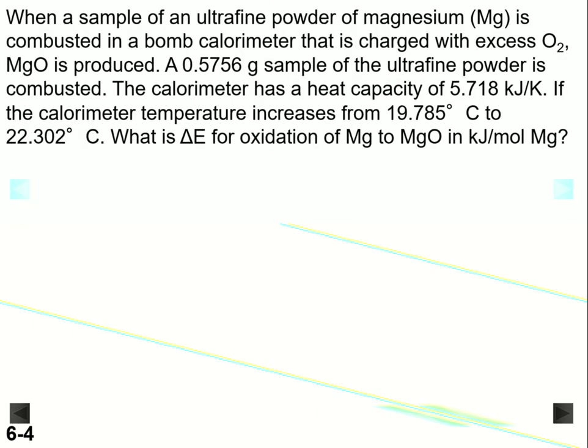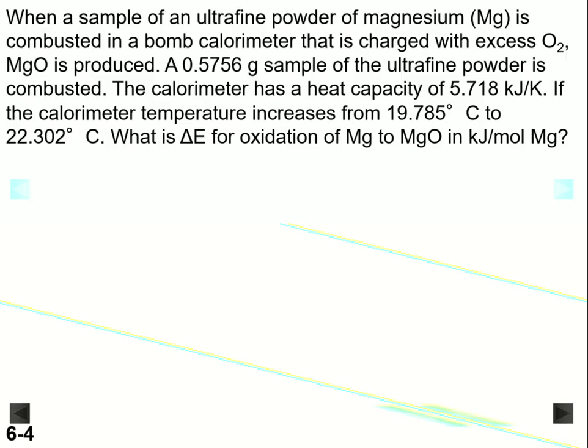Let's take a typical example. An ultrafine powder of magnesium, an alkaline earth metal, actually burns quite violently, and that happened in one of the early spacecraft on the launch pad. If magnesium is combusted in a bomb calorimeter that is charged with excess oxygen, magnesium oxide is produced.